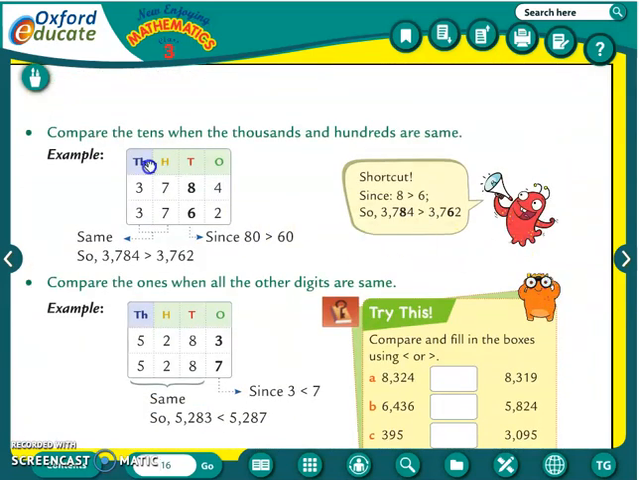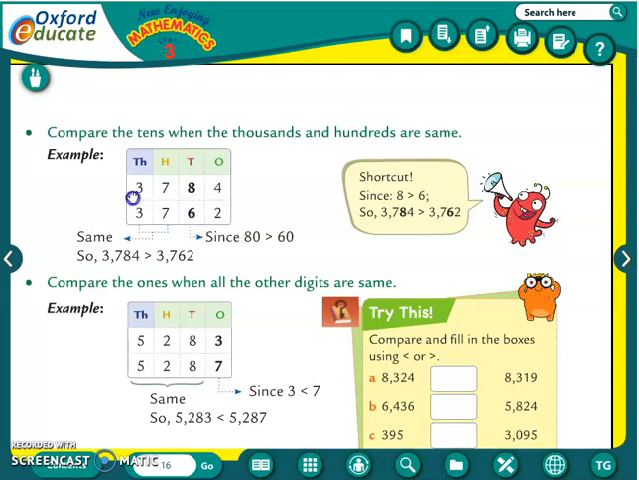Now we will see if thousands and hundreds both are same, then what will we do? Compare the tens when the thousands and hundreds are same. अगर thousands और hundreds दोनों में same number है तो अब हम क्या करेंगे? तो उसके लिए हमें compare करना है tens के number को.